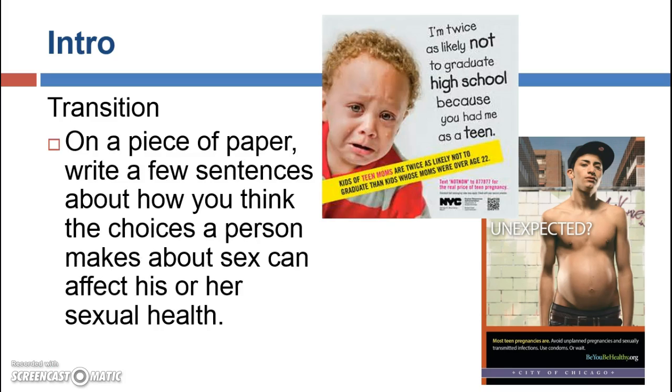So this one should be on your discussion board on MyBigCampus, just like before. This should say lesson 3-11 daily journal. Write a few sentences about how you think the choices a person makes about sex can affect his or her sexual health. So just write a couple sentences and post it, and then I will grade them.